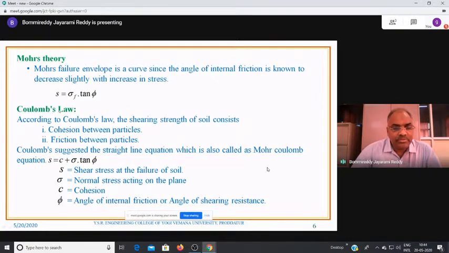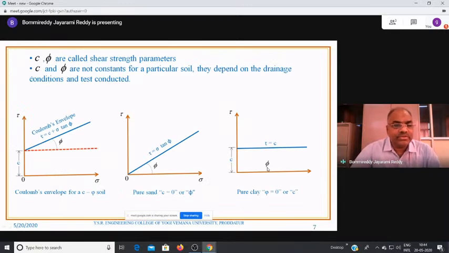But Coulomb extended Mohr's theory and suggested an equation for the shear strength of the soil, S equal to C plus sigma tan phi. S is the shear stress at failure, sigma is the normal stress, C is cohesion, and phi is the angle of internal friction. Later, of course, C and phi are called the shear strength parameters, that you know.